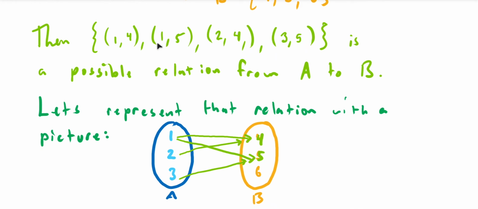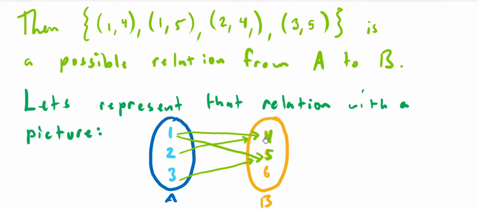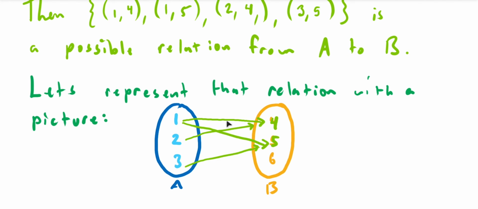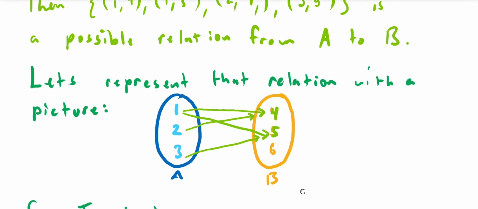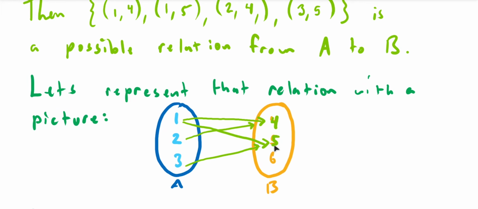One of the ways we can represent this relation is with a map diagram. So here I have drawn a little egg to represent A, and I put A's elements inside. Then I drew some arrows to represent the assignments. 1 went to 4, 1 went to 5, 2 went to 4, and 3 went to 5. So this green part here is my relation. And over here, we have all the targets of that relation.